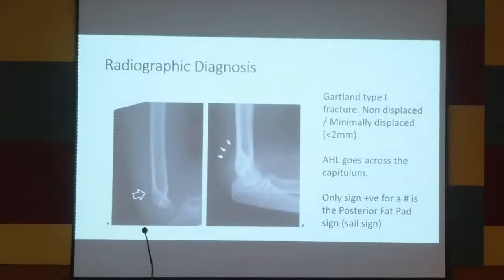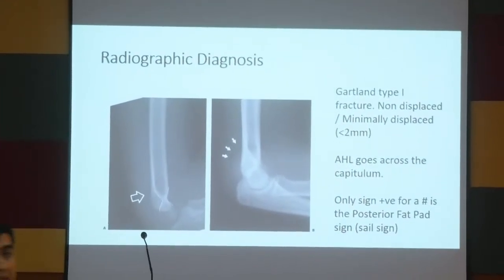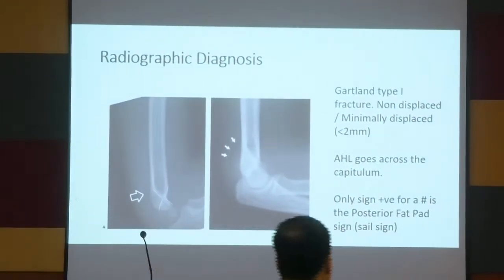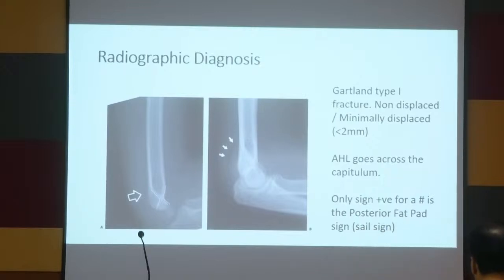Okay. Now coming to the types. What are actually the Gartland types, what do they look like? Okay, Gartland type 1. See, you cannot see anything, right? Doesn't look like anything. Normal looking X-ray. Both are in lateral view.